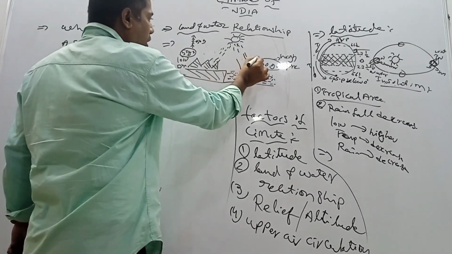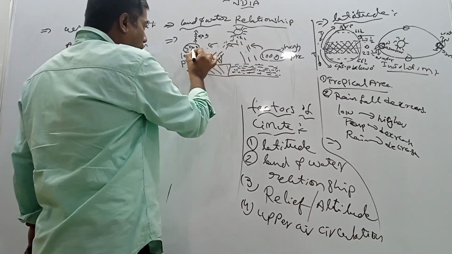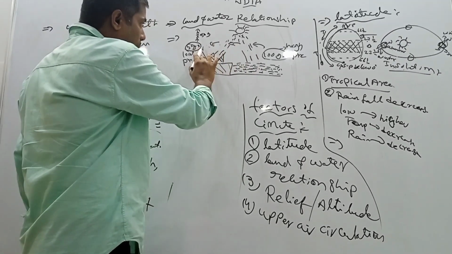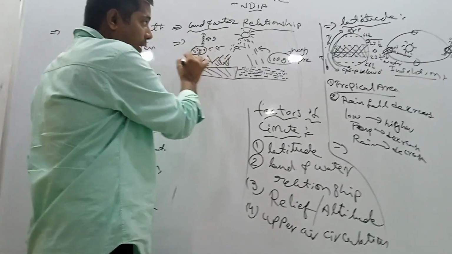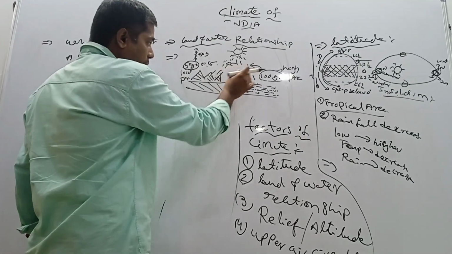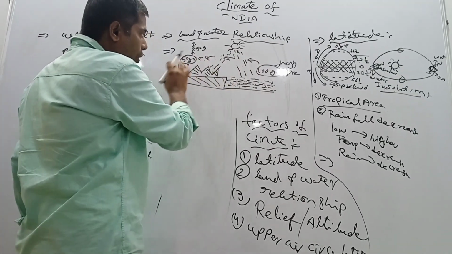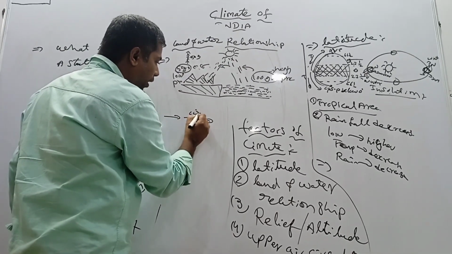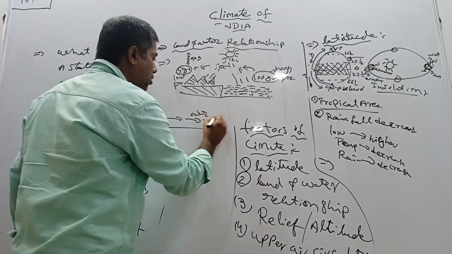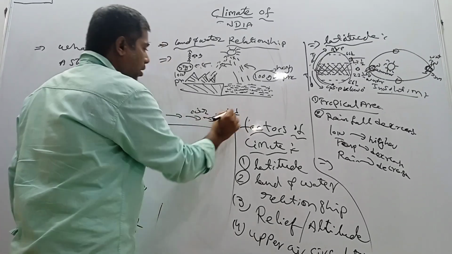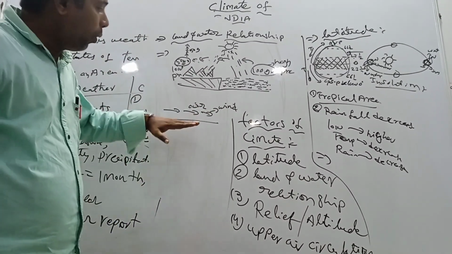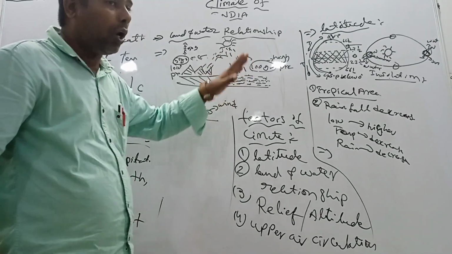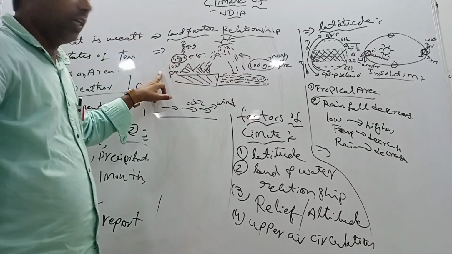So winds always blow from high pressure to low pressure to occupy the low pressure area. So when air blows from high pressure to low pressure, the horizontal movement of air on the earth surface is called wind. It's called wind. So winds always blow from high pressure to low pressure.